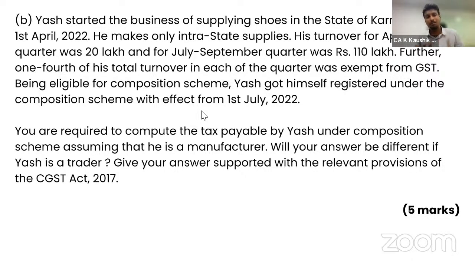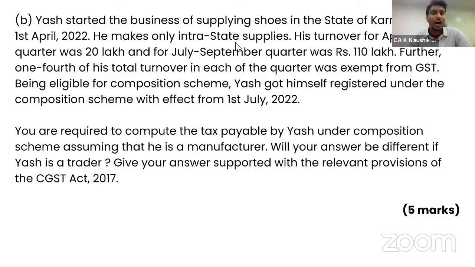The composition scheme says that if you're a manufacturer, you need to pay 1% on the entire value. And if you are a trader, you need to pay 1% on the taxable supplies. Okay, so that is the important key thing that you need to remember here. You are required to compute tax payable by Yash under the composition scheme, assuming that he is a manufacturer. Will your answer be different if Yash is a trader?